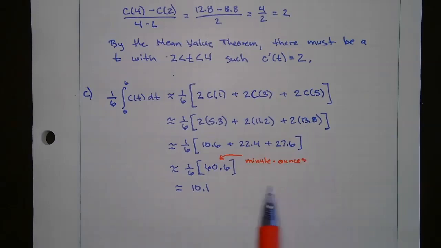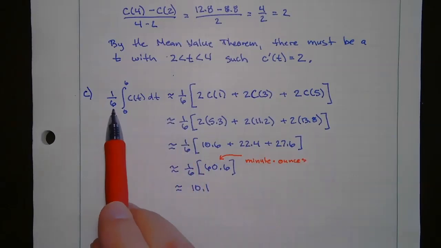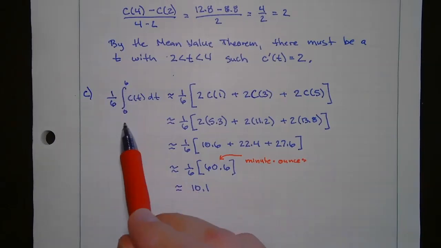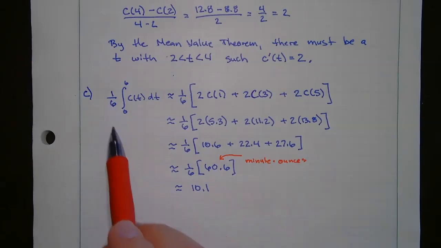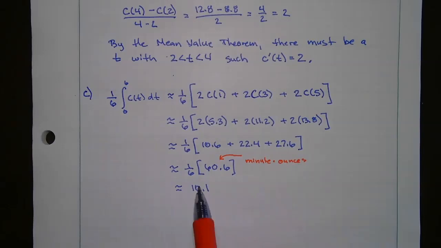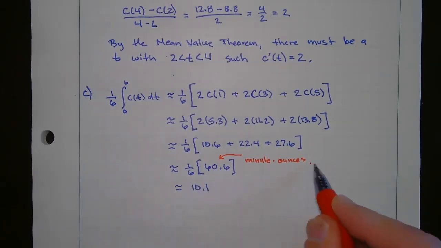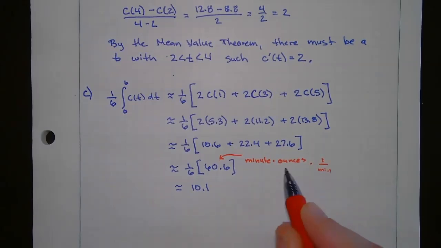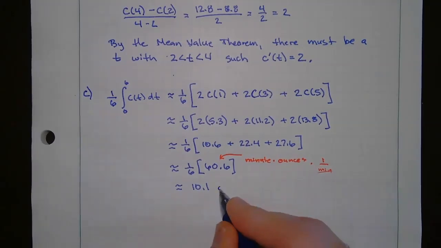Okay, so what are the units for this, though? This 1/6 came from taking 6 minus 0, because that's where this came from. So this 6 right here is minutes, okay? So we're taking 1/6, which is 1 over 6 minutes, right? And if we multiply minute ounces times 1 over minutes, the minutes are going to cancel, and you're going to be left with ounces, okay? So this 10.1 is ounces.